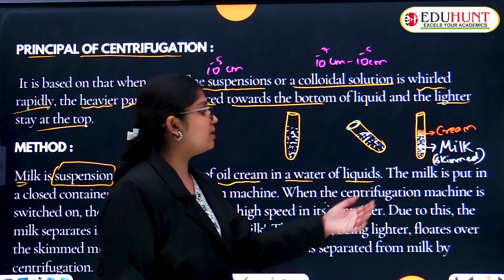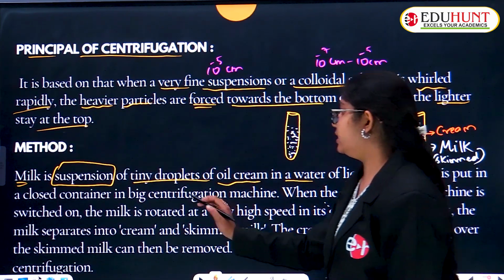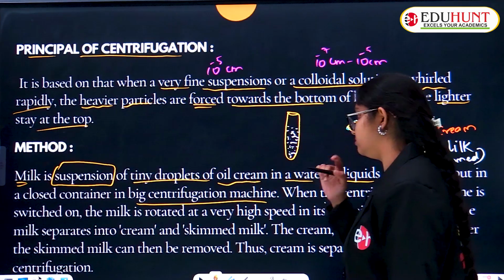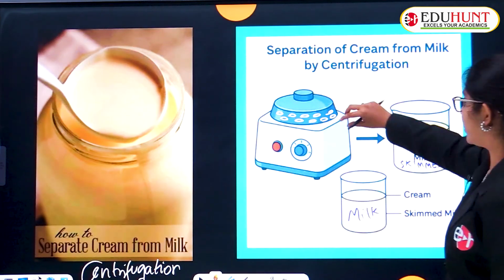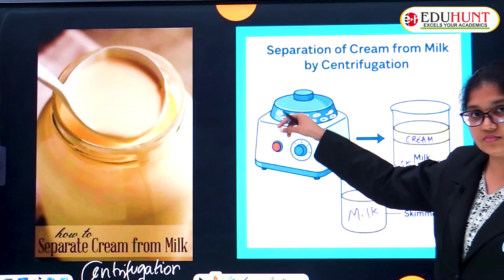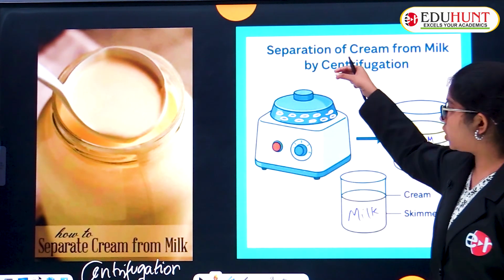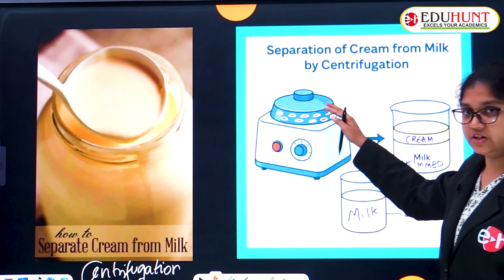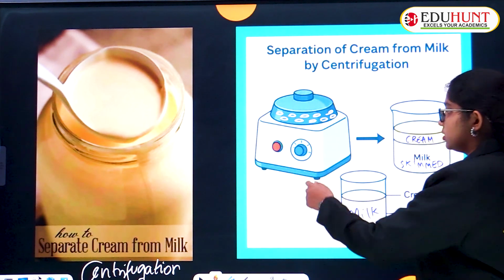And the milk is put in a closed container in a big centrifugation machine. We know now, after opening this, we insert the given test tube in the hole. Afterwards we close the machine with the cap and switch it on. Like this. This is all about the speed, children.